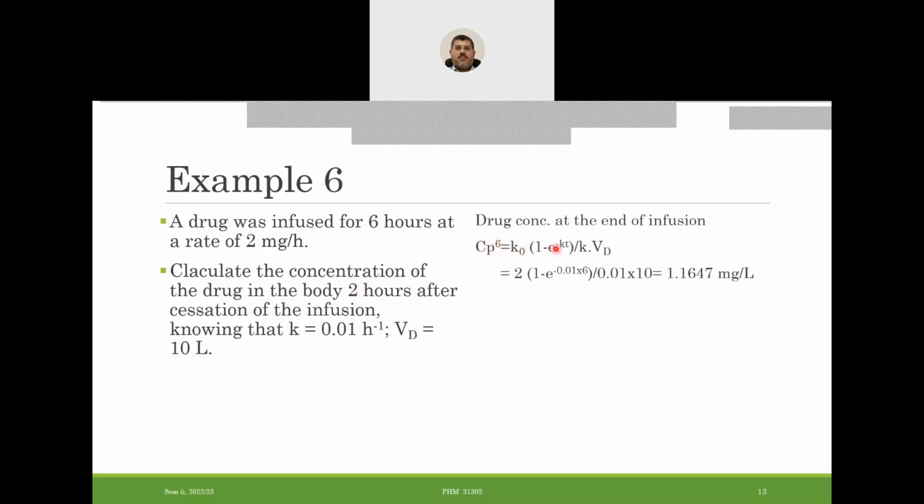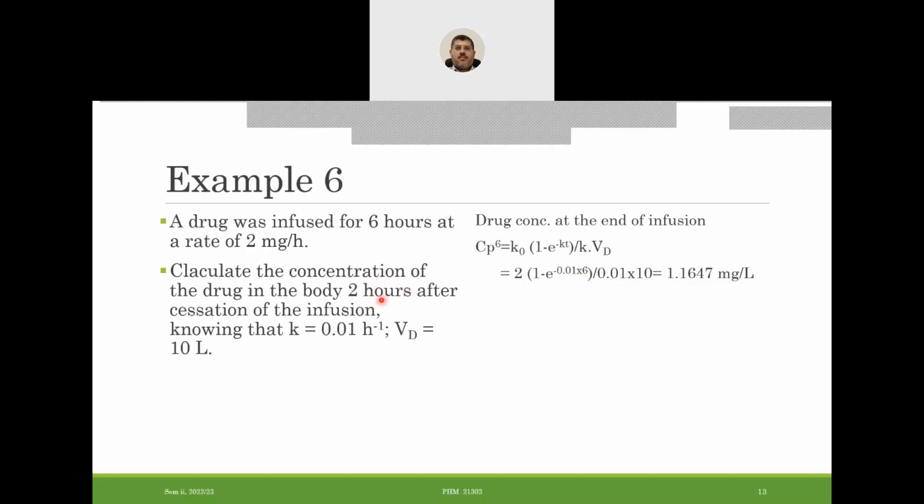Concentration at 6 hours equals infusion rate divided by K times volume of distribution, multiplied by the value between the brackets. Time here is the infusion time, the 6 hours. So it equals infusion rate 2 milligram per hour times 1 minus exponent of negative 0.01 times the time of the infusion, because I want to calculate first the concentration at the end of this 6 hours period, divided by K times V, equal to 1.1647.